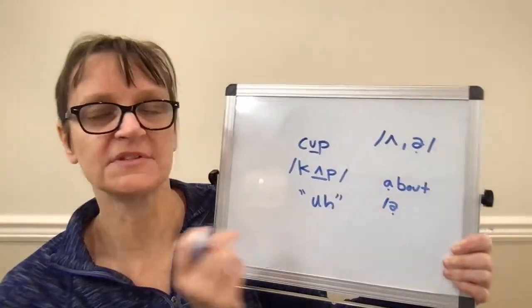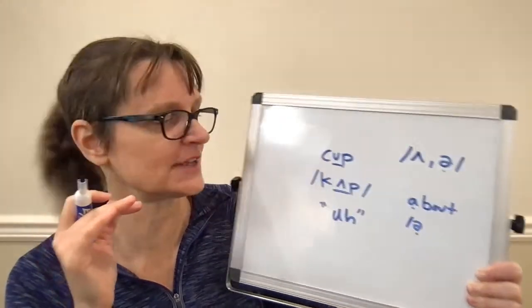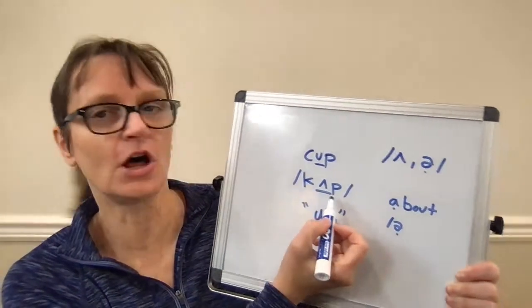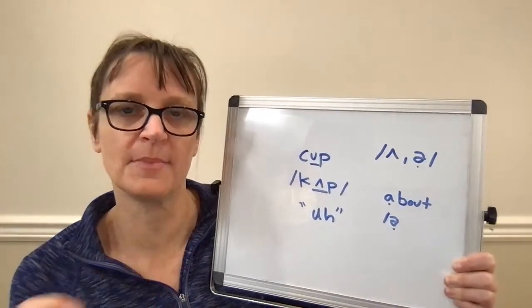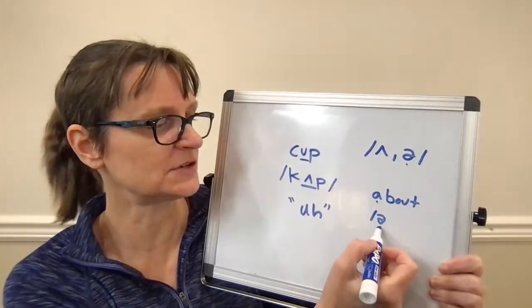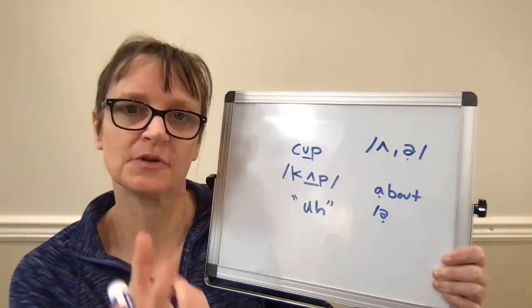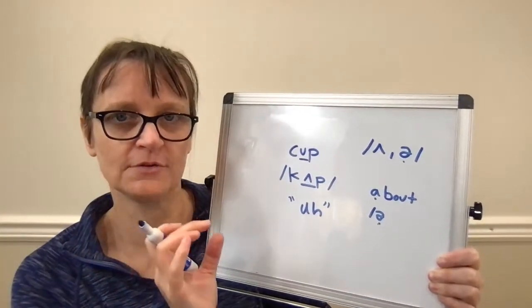But both of them sound like both are made with the tongue central and lax. And this one is just held longer because it's stressed. So if I'm saying the word cup, I have to hold it longer. If I'm saying about, this is a really reduced vowel. So we have several vowels that can be clear or reduced.